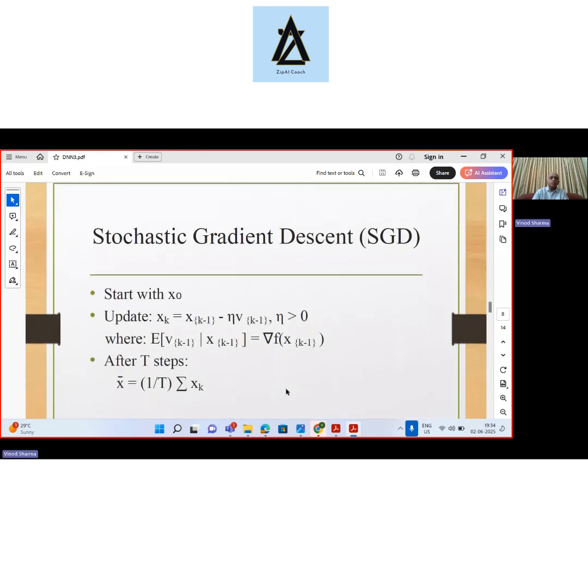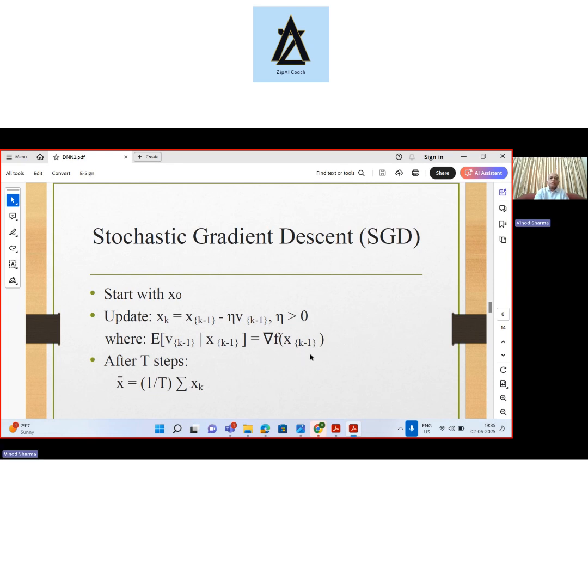Stochastic gradient descent is somewhat like gradient descent. There also, we start with some x0 and we iterate: x_k = x_{k-1} - eta v_{k-1}. Remember, the difference here is that instead of the gradient of f at x_{k-1}, we choose some v_{k-1}, where v_{k-1} is such that the expected value of v_{k-1} given x_{k-1} is equal to the gradient of the function at x_{k-1}.